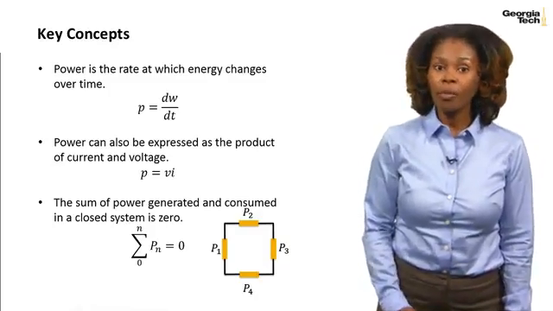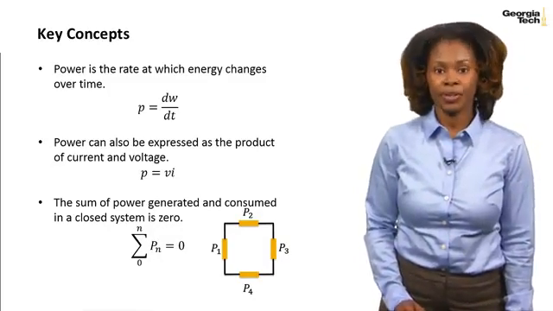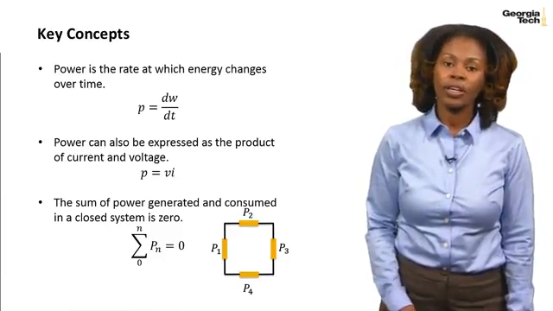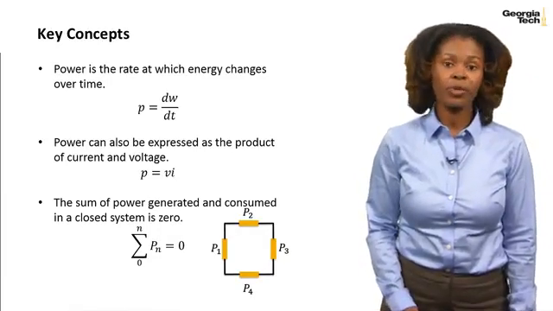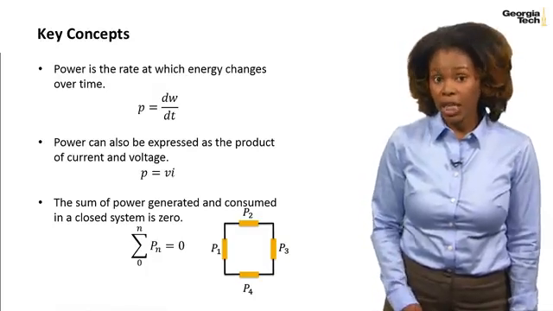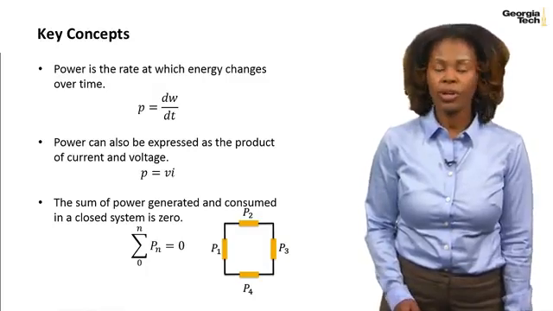And finally, the sum of power generated and consumed in a closed system is 0. So if you know all of the power generated or consumed of several of the elements in a system, you can use those to find the power of an unknown element. And you can also use that power to find an unknown voltage or an unknown current.